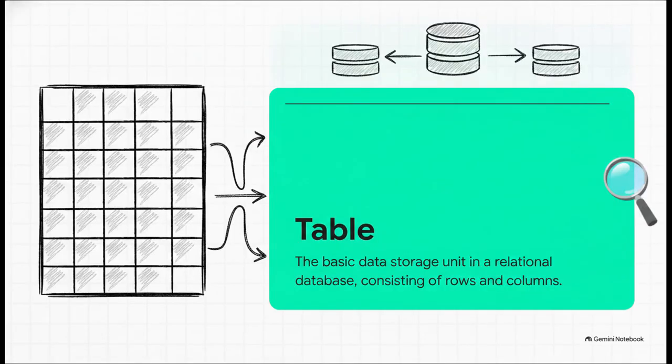Now, the absolute core building block of this entire system is the table. A table is your basic data storage unit in a relational database, and it's made up entirely of rows and columns. You can think of it as the blank canvas where all of our data organization actually begins.